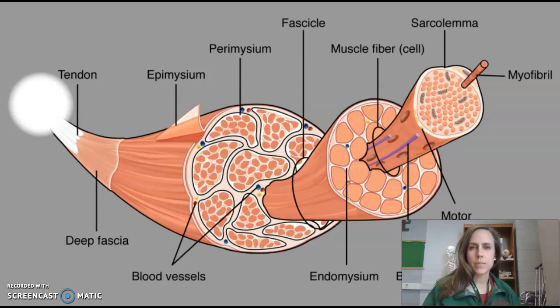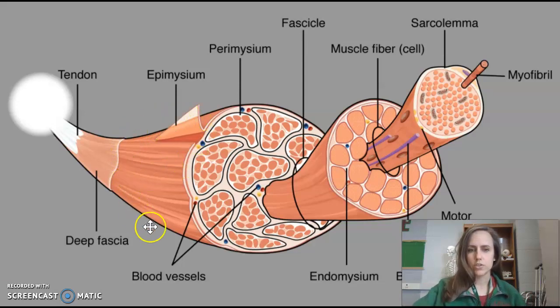So this video talks about how a skeletal muscle contracts or shortens, and that actual process is known as the sliding filament theory. So we're explaining the sliding filament theory in this video. In order to understand it, you first need to have an understanding of how a muscle is set up.